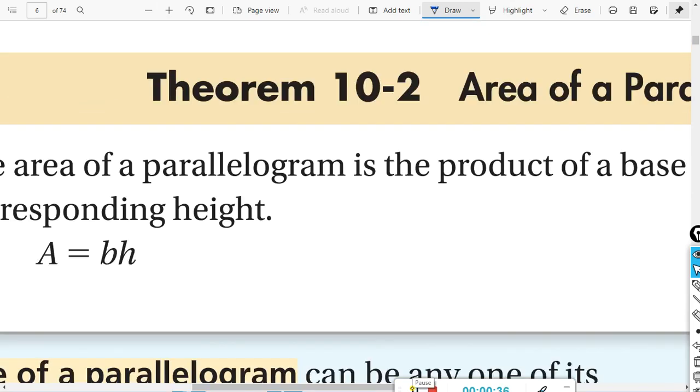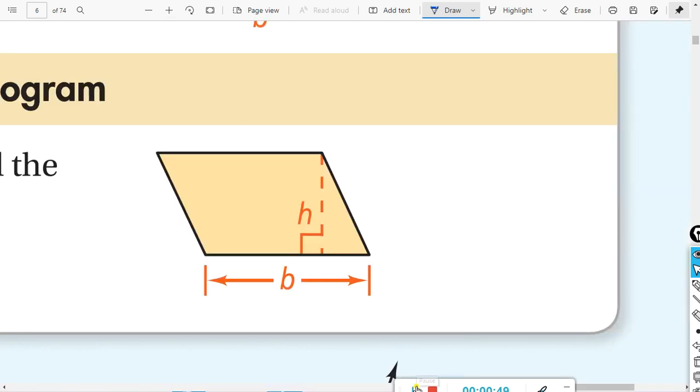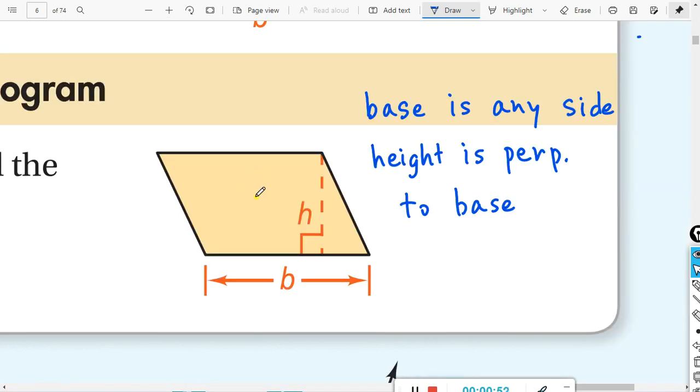So for the area of a parallelogram, the formula is actually the same. It's still base times the height for the area. Looking at the diagram of a parallelogram, the base can be any one of the side lengths. Here the length of this side is B, and the height is always perpendicular to the base. So this dashed line is the height right here, and notice that they make a right angle with each other.